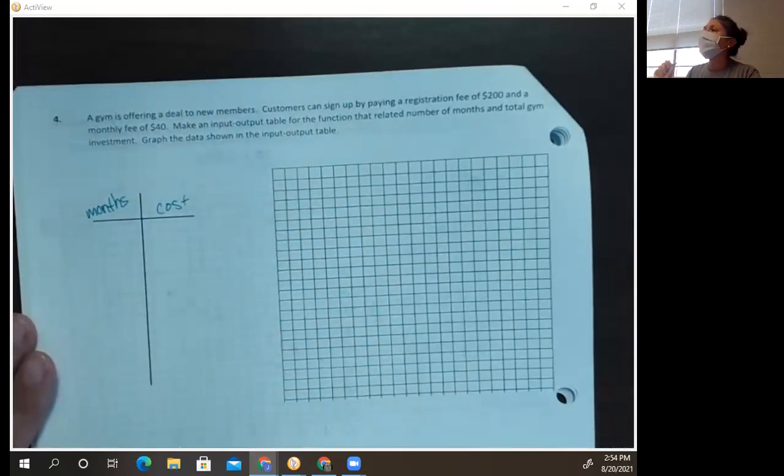Yeah, so think about what 0 would represent when we talk about months. That would be, I paid the registration fee, but I didn't actually really join the gym. Okay, so if I'm going to join the gym, I'm going to sign up for some period of months. It may only be 1, but it wouldn't be 0.